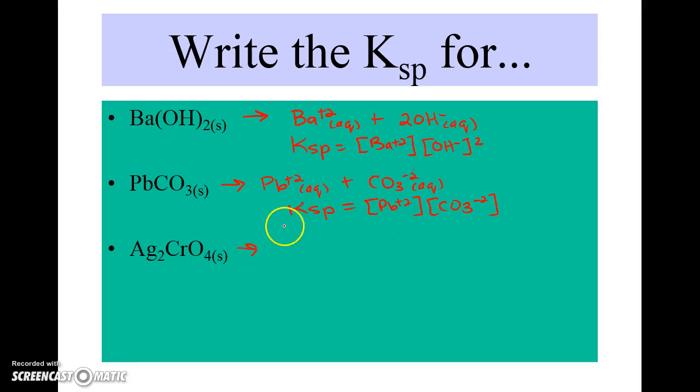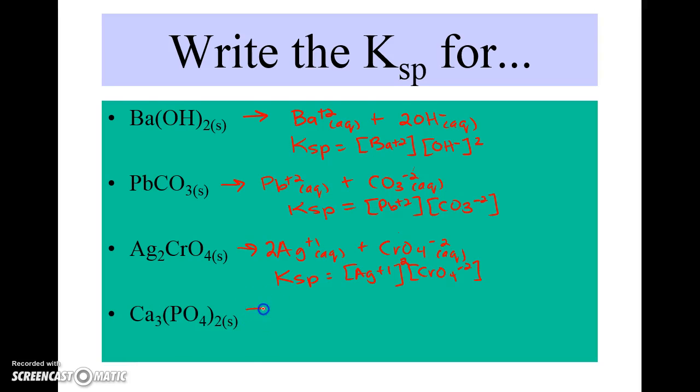And now we have this compound. So we have silver, which is plus 1, aqueous, plus CrO4. We know this is a minus 2 because we know that Ag is plus 1 and there's 2 of them. Aqueous, and KSP equal to Ag+ CrO4 2-. Ooh, and I have 2 Ags, I almost forgot, and so I need to put that 2 there, and then I also need to put that 2 there.